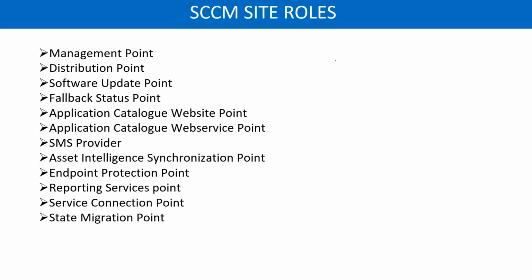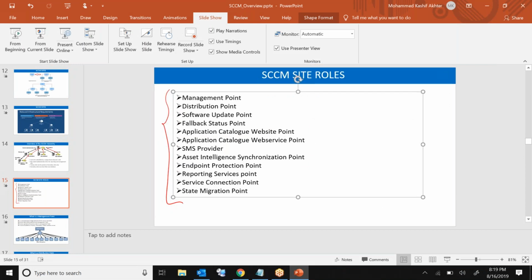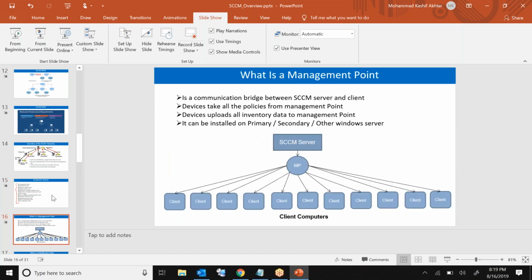Now, these are the site roles in SCCM: management point, distribution point, software update point, fallback status point, application catalog website, web service, SMS provider. We will talk about these things later on. But for now, you understand there are multiple roles available in SCCM. There are 3 sites in SCCM, as we discussed: central, primary, and secondary. Got it? Yes.